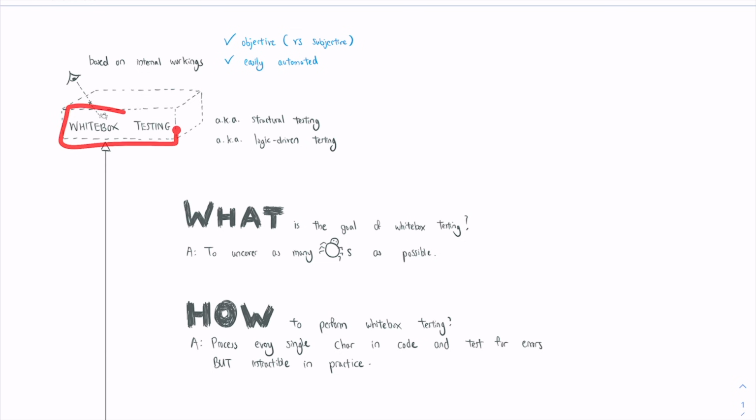We're going to focus on the insights now, and due to the way white box testing is done, it is sometimes referred to as structural testing, i.e., the focus on testing the structure of our code, or logic driven testing, which is basically focusing on the logic of the code. So, what is the goal of this so-called white box testing? Well, it is to uncover as many of these nasty things as possible.